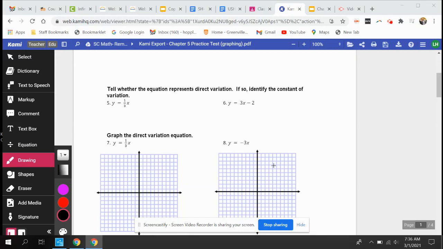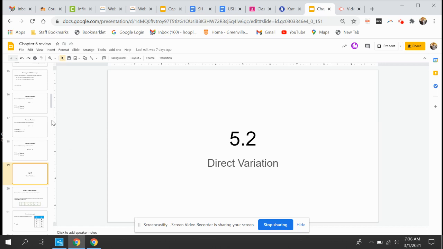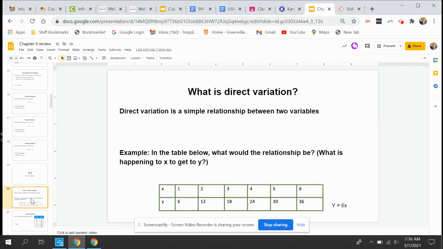For questions 5 through 8, they're asking you about direct variation. And in your chapter 5 review slides, that starts on slide 19 with direct variation. So remember, direct variation is a simple relationship between two variables. For example, down here, if you look at this table, if you look at your x values and then you look at your y values, you're trying to figure out what did they do to x to get to y.